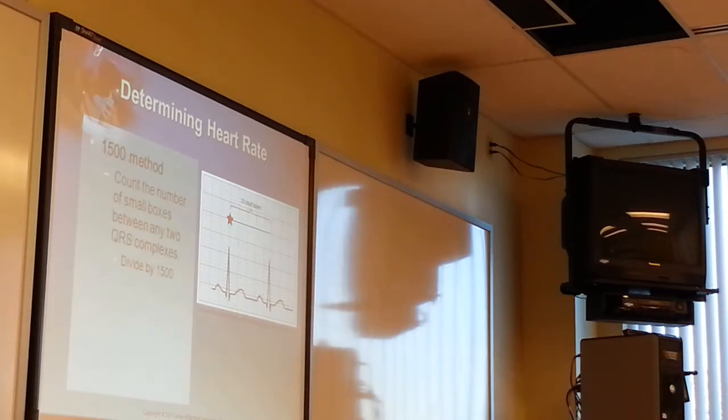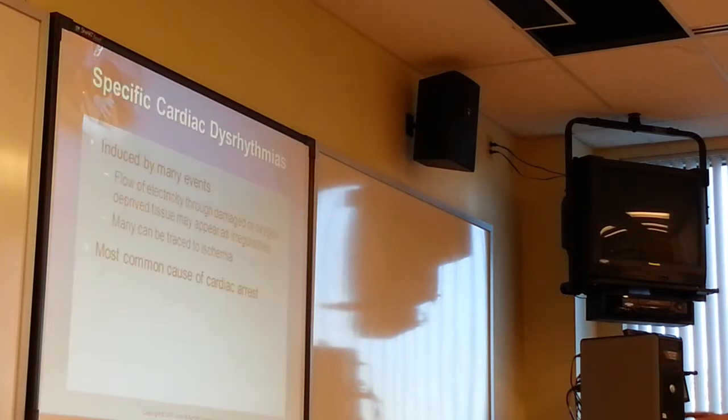Okay, another way of doing it is the 1500 method. Count the number of small boxes between any two QRS complexes and divide into 1500. I've never done that. No, thanks, I'll stick to the other.